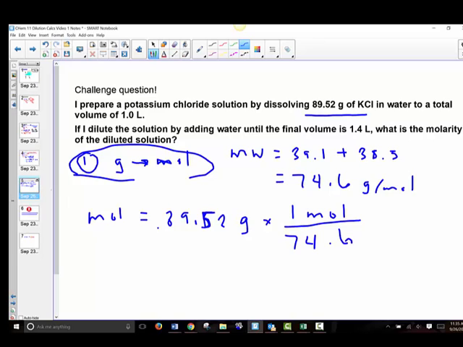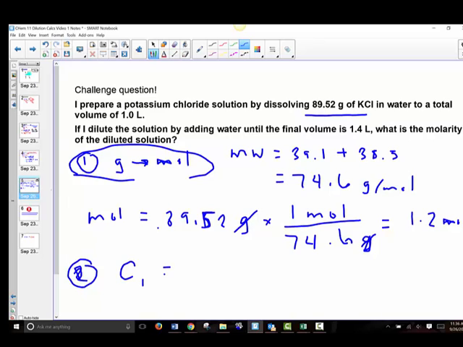Okay, so I have my 74.6 grams on the bottom and 1 mole on the top, and those grams are going to cancel. My answer is going to come out in moles, and it's going to come out to be 1.2 moles. Okay, so now I'm starting to get somewhere. I have a solution in which I've taken 1.2 moles of KCl and I've put that in 1 liter. So the next step, step number 2, is to find the concentration of my original solution.